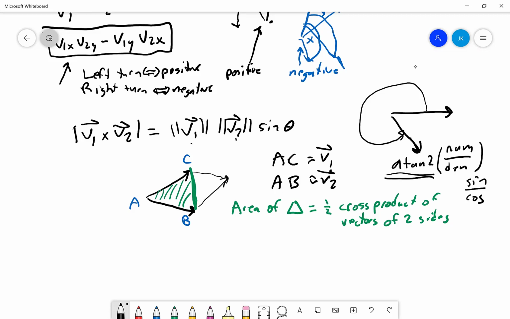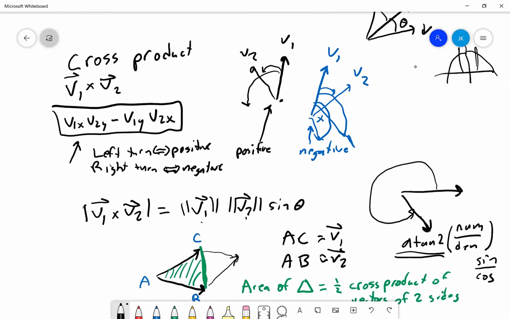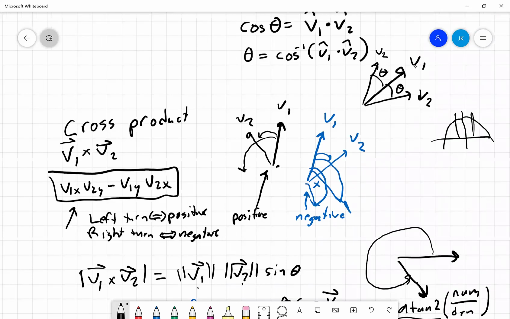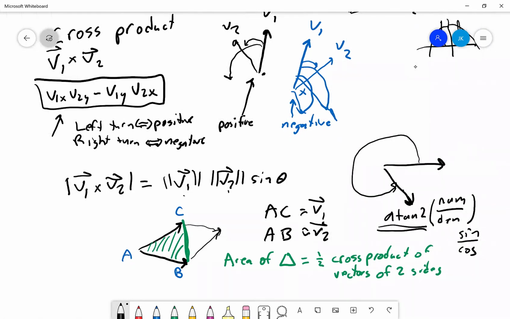Okay, let's review some of the stuff that we've just gone over, because that was kind of quick. We've talked about vectors. We talked about the dot product and how the dot product can find the angle between two vectors. We talked about the cross product, and how it can tell us whether we're turning left or turning right as we go from one vector to the next.